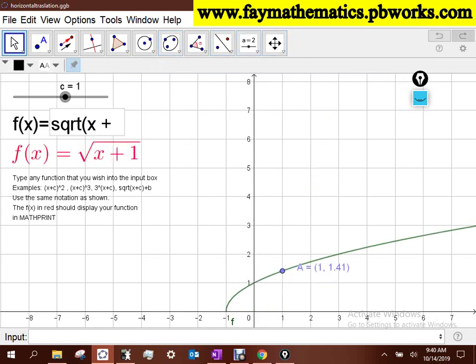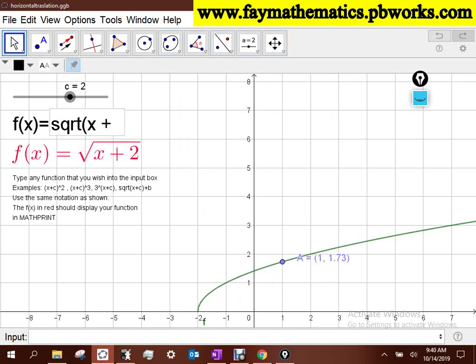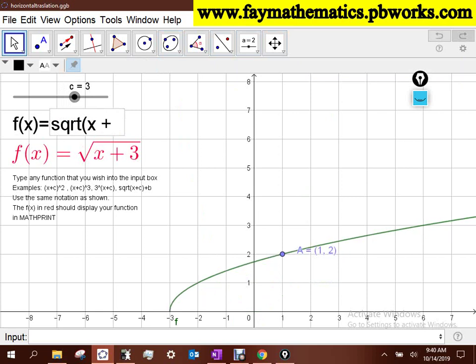Okay? So now as I move the slider to positive 3, now I'm adding 3 to my x before I take the square root, right? You see how it moved everything 3 units to the left? Okay? Now, understanding how the square root operates in regards to your order of operations, maybe a little bit different than the power of 2 does. Let's try this one.